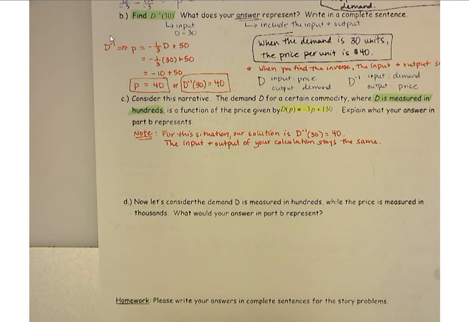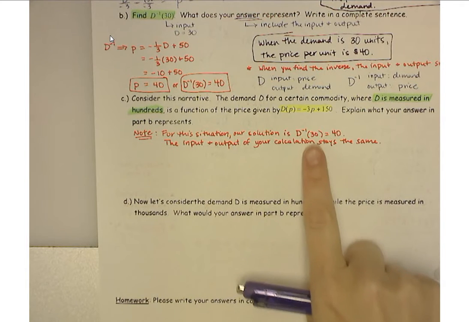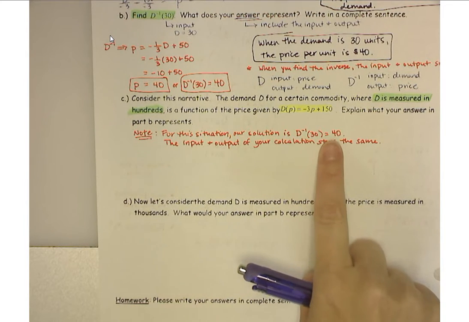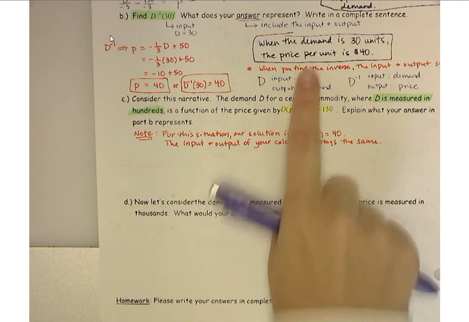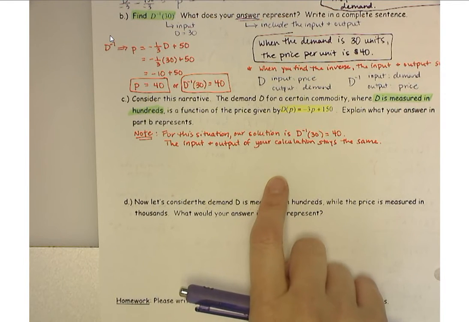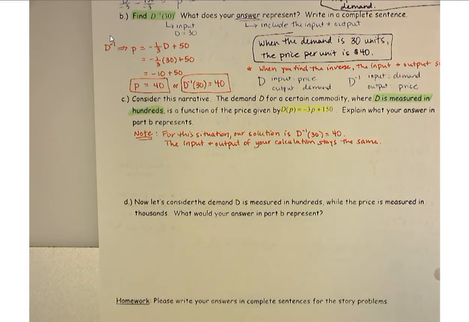All right, so if D is now measured in hundreds, Corbin, what are you thinking for this? If it's the same ratio, then the output is measured in hundreds as well. Okay, so then how are we going to explain what our answer represents now? If the D inverse of 30 is 40, how would I write that like I did in part B? Since the input is measured in hundreds, then our output would be measured in hundreds as well, so it'd be 400. Okay, so the ratio is actually different.